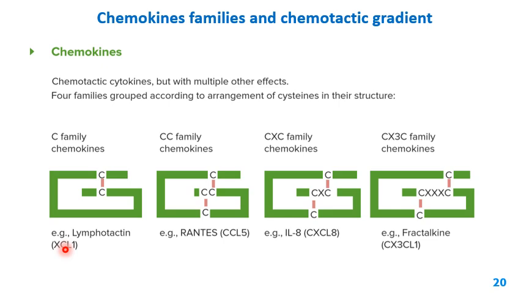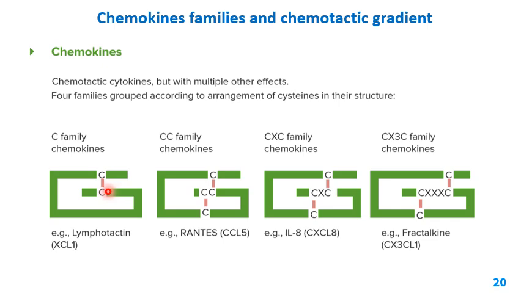Okay, so this one, for example, is called XCL1, but you have XCL2 or 3, meaning that the X would be another amino acid on the sides. But here you're going to have basically one disulfide bridge of cysteines that is forming. So that is your C family of cytokines.